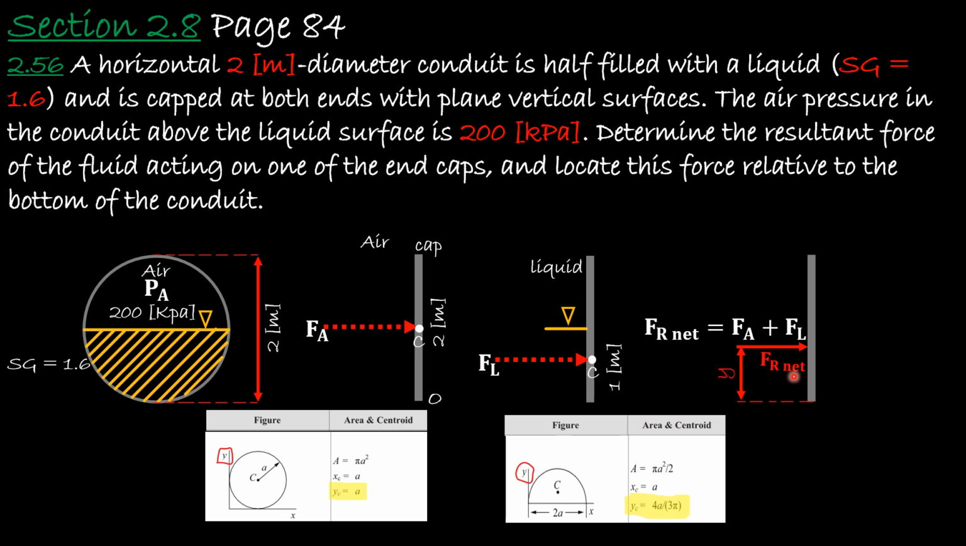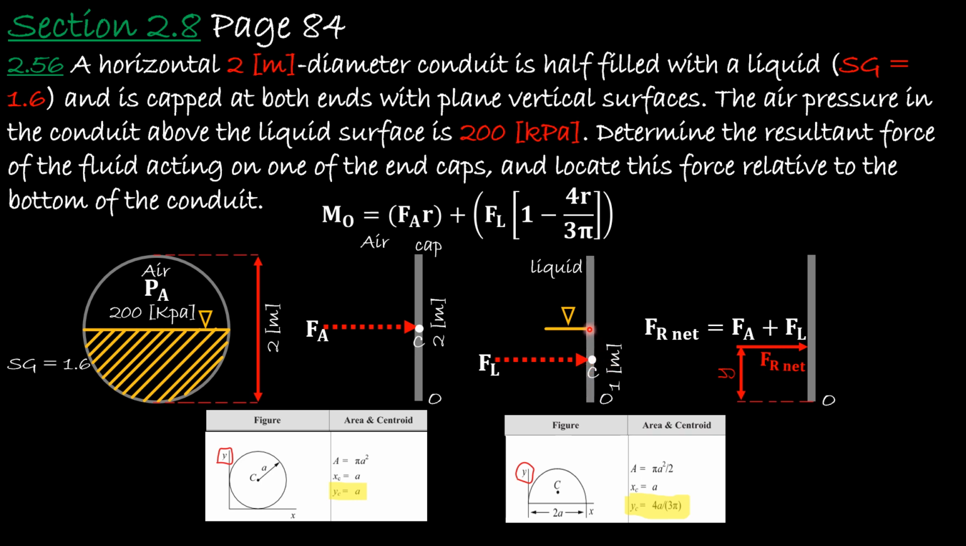Now, how can we find the location? We can use moments to find the distance, because what's a moment? Moment is force times the perpendicular distance to the axis of rotation. So let's take the axis of rotation at the bottom, because we want to find the force relative to the bottom of the conduit in these cases. Now, if we take the moment in here, what will we have? The moment is the force of the air times the distance from the centroid to the axis of rotation, that will be r, the radius, plus the liquid force times the perpendicular distance from the centroid to the axis of rotation.